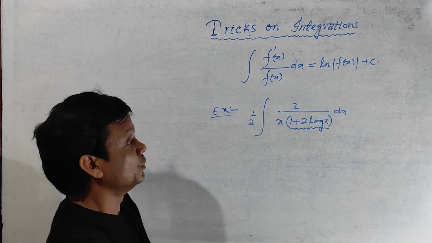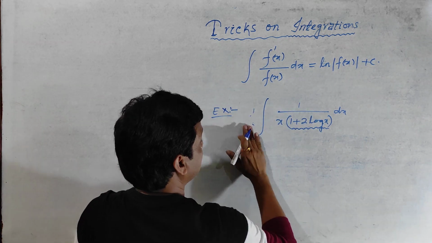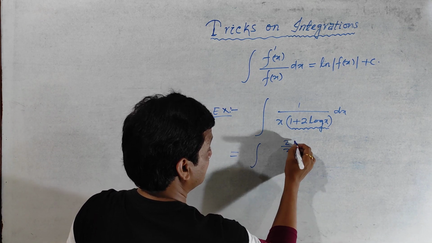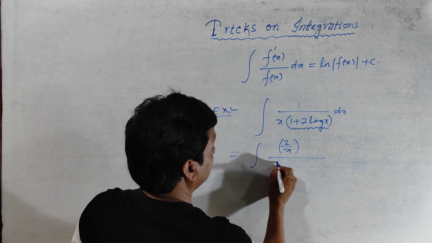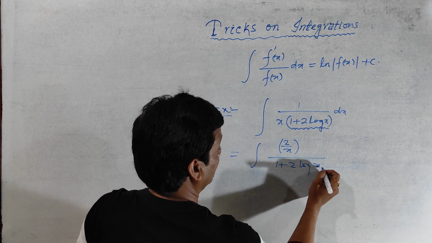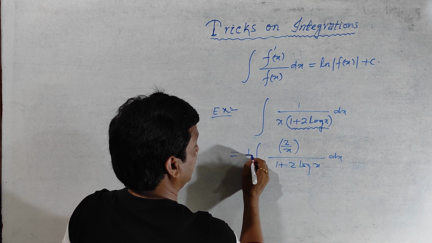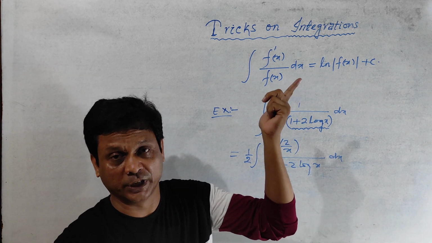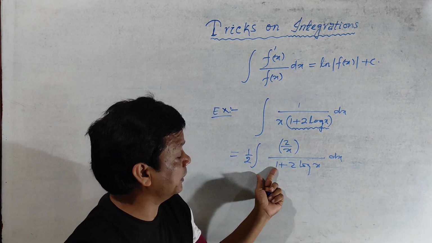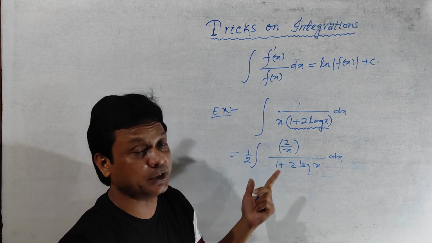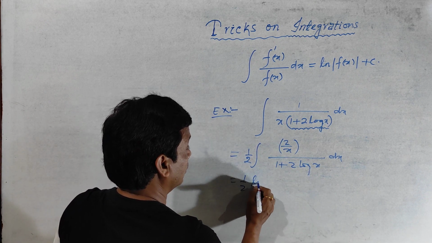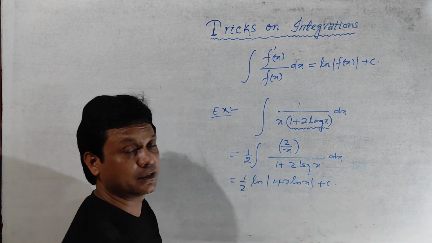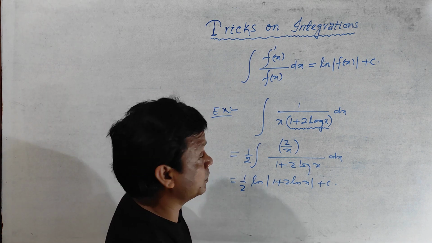So in the next step, I can write 2 by x, taking x to the numerator, divided by 1 plus 2 log x into dx, and here I am writing 1 by 2. I am dividing by 2 and here multiplying by 2. The derivative of 1 is 0 and the derivative of 2 log x is 2 by x. So it will be 1 by 2 ln of 1 plus 2 ln x. Put a mod here, plus c. So this is the answer. Clear? Another question, see here.